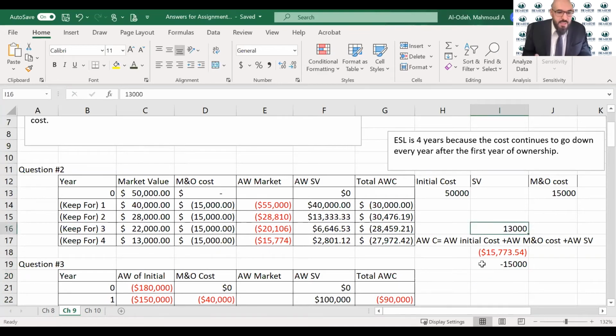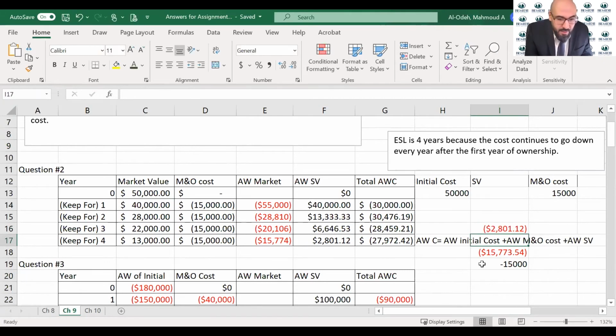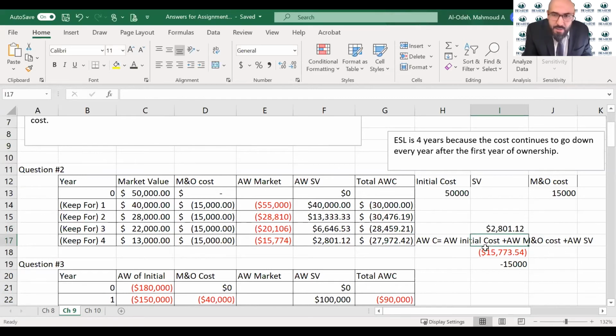Now the last parameter that we're going to deal with is the salvage value. What is the salvage value? It's the 13,000. And this is a future value. We need to convert it into annual worth using the PMT function. And we should have it as a positive because this is the salvage value. Rate 10%. We decided to keep it for 4 years. The PV, no, we don't have it. We have the future value, which is the 13,000. Close the parentheses, click OK. And that would give you 2,808.